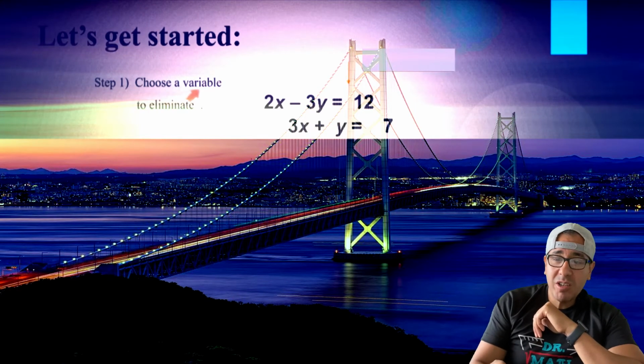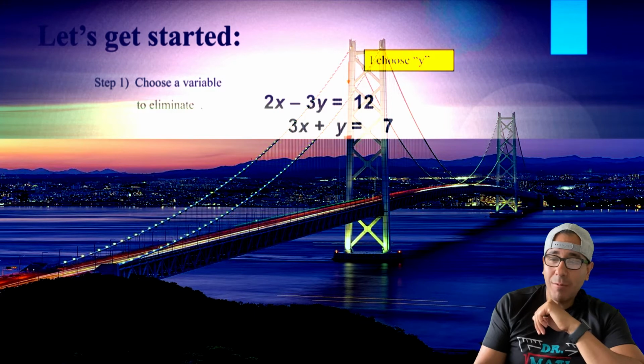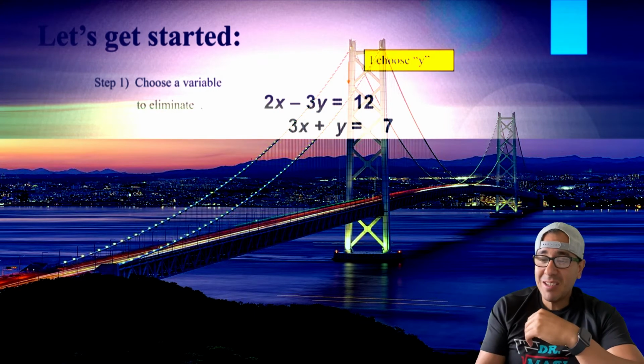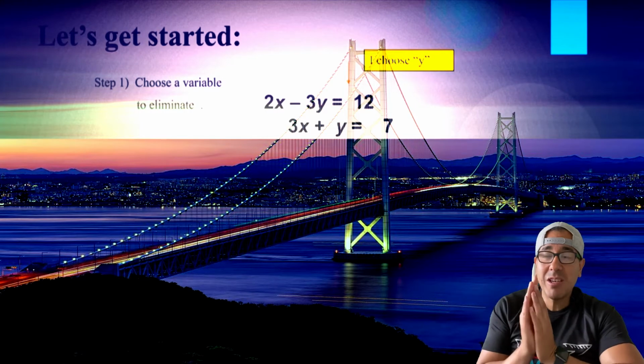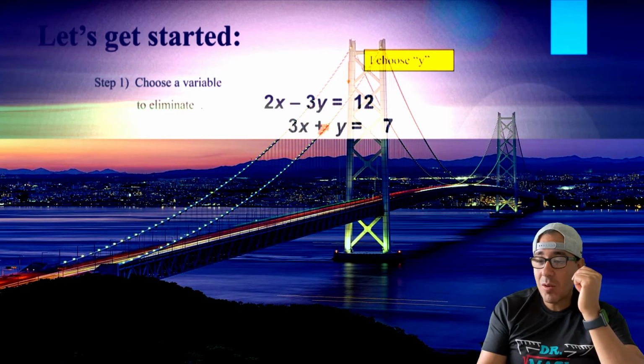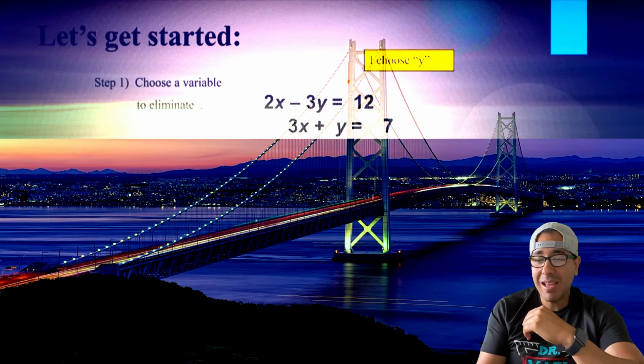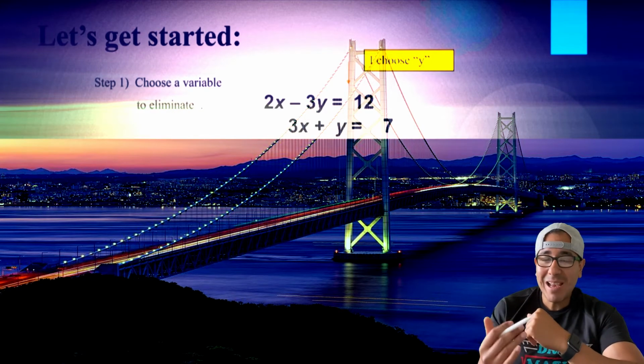So first things first, you're going to choose a variable to eliminate. And from these equations, I'm going to choose the y, because in my opinion, it's easier to get rid of the y's. Here's my thinking, it's all about the logic. This y has a -3 in front of it, and this y has a 1. So I know that it's easier to get the numbers in front of y to be the same number with opposite signs than it is for the x's. It's not going to be too hard for the x's, but it's just much easier in this case to get the y's the same. So let's actually do that.